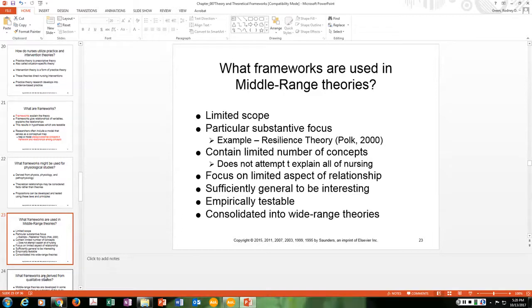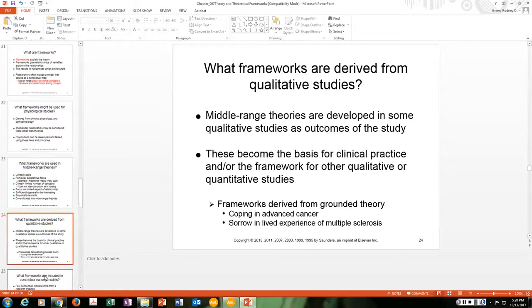I think you can see from this that the range of the middle range theories is narrow, limited in scope. What frameworks are derived from qualitative studies? Middle range theories are developed in some qualitative studies as outcomes of the study. So the study is done, and then the middle range theory is developed from the findings of the study.